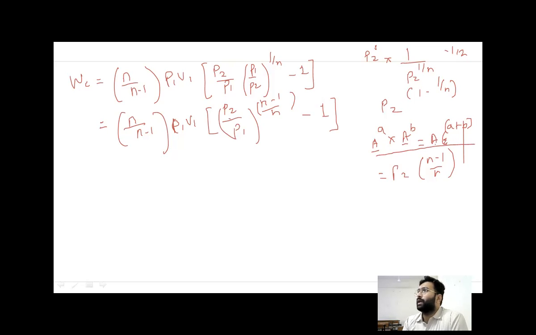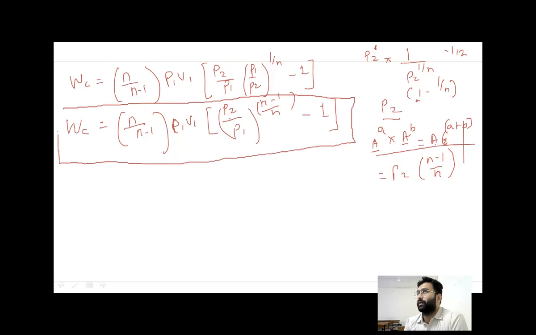So here, if I take only P2, it is raised to 1, into 1 by P2 raised to 1 minus n. How can we write this? We can write P2 as the base, with the indices 1 plus (1 minus 1 by n), so this can be written as P2 raised to (n minus 1) upon n. So this is the final equation for the compressor work required.